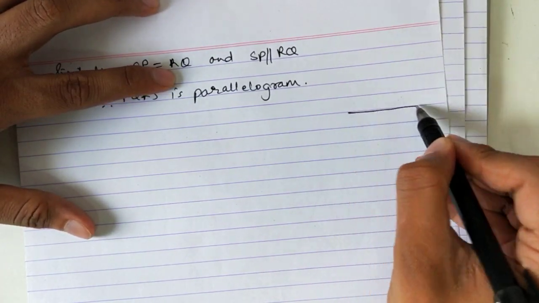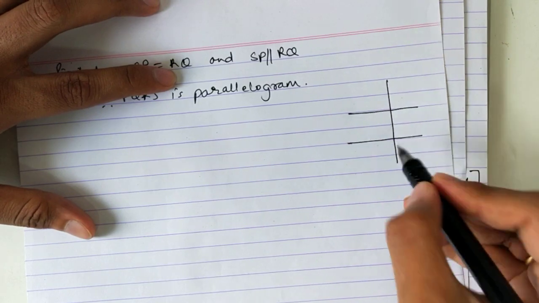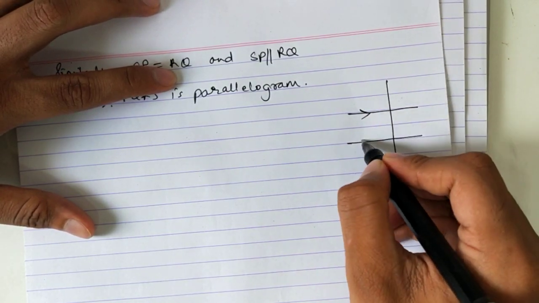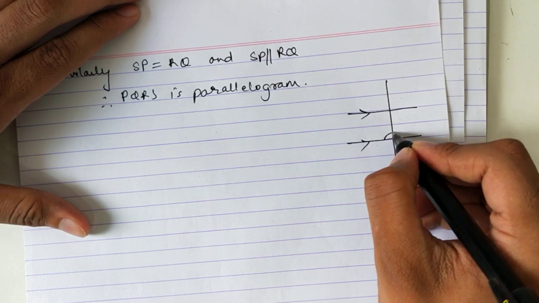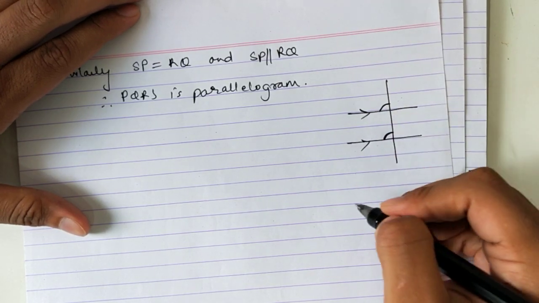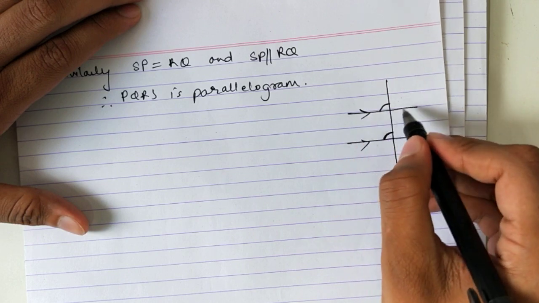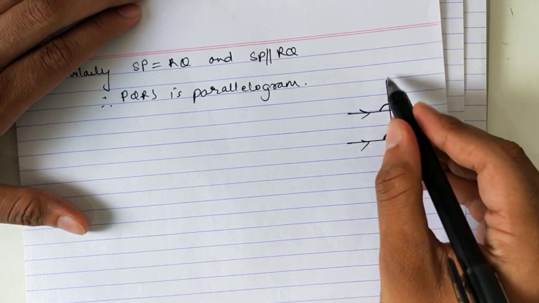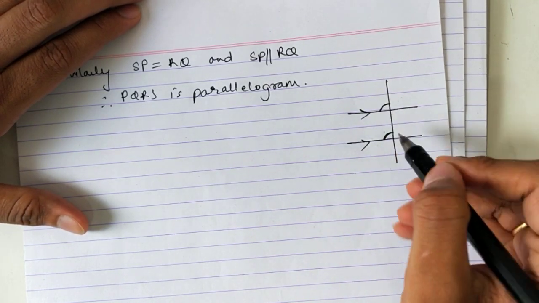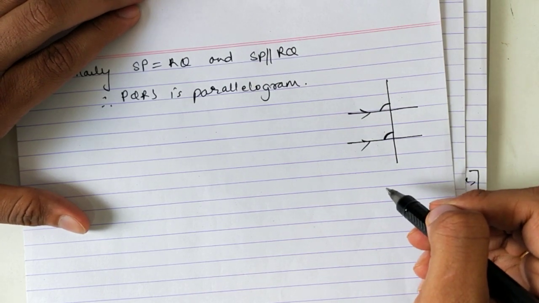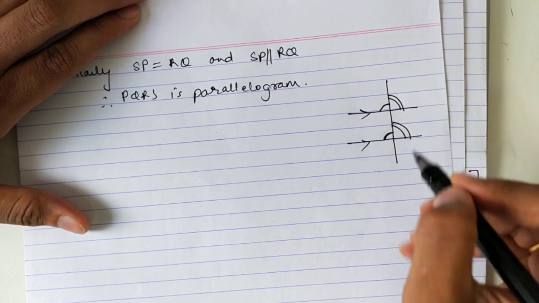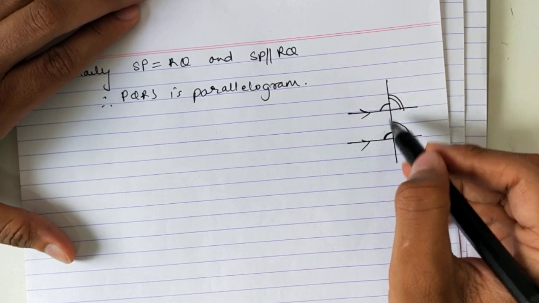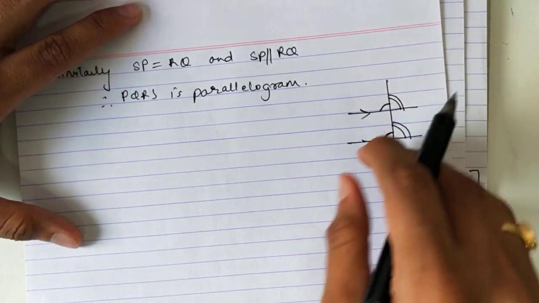See, if two lines are parallel, this angle and this angle are equal. Okay, the angles these two lines make with a standing line are always equal. This is called corresponding angles. Okay, similarly this angle will be equal to this angle. Okay, these are called corresponding angles.